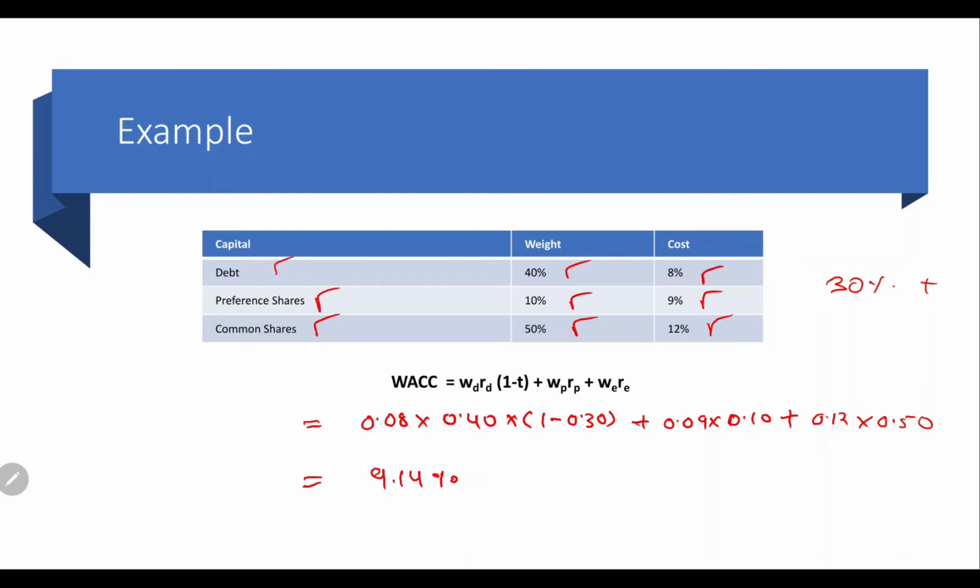Now this figure of 9.14% means that if XYZ Limited wants to finance a new project, it will discount the cash flows from such a project at an average cost of 9.14%, assuming that it would be financed in the same ratio as that of the existing capital structure, which is 40% debt, 10% preference shares and 50% common equity.